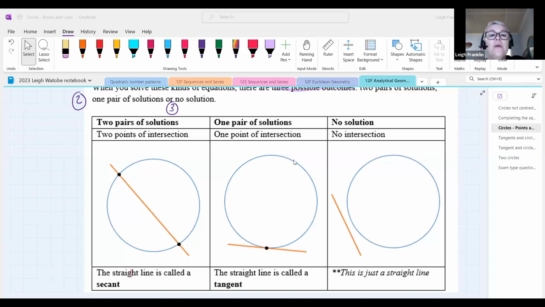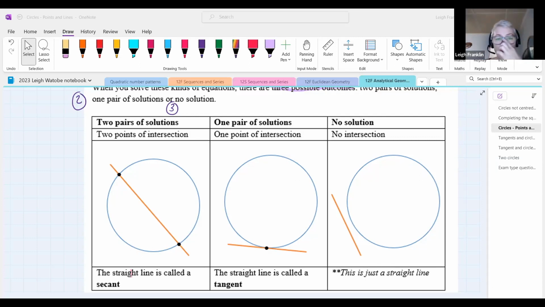Okay, if there is one pair of solutions, then there is one point of intersection, and then the straight line is called a tangent. That's a word we've all heard before, especially when it comes to Euclidean geometry. And then the last situation: there is no solution. We end up with non-real values for x. For example, this is just a straight line. The straight line doesn't touch the circle.